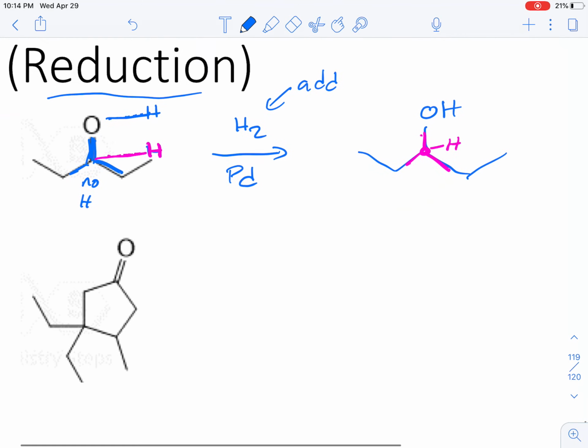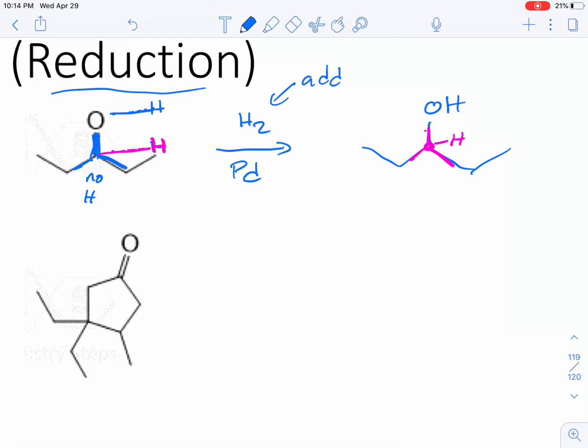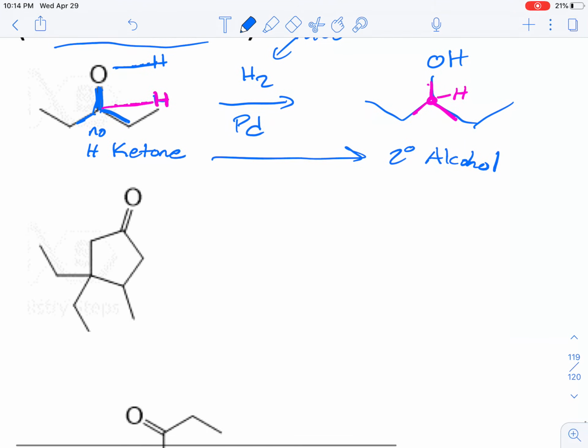So long story short, if you guys are getting overwhelmed with the mechanism, you can just do this very simply. Ketone produces secondary alcohol. And as long as you remember that, then that's really all that matters.